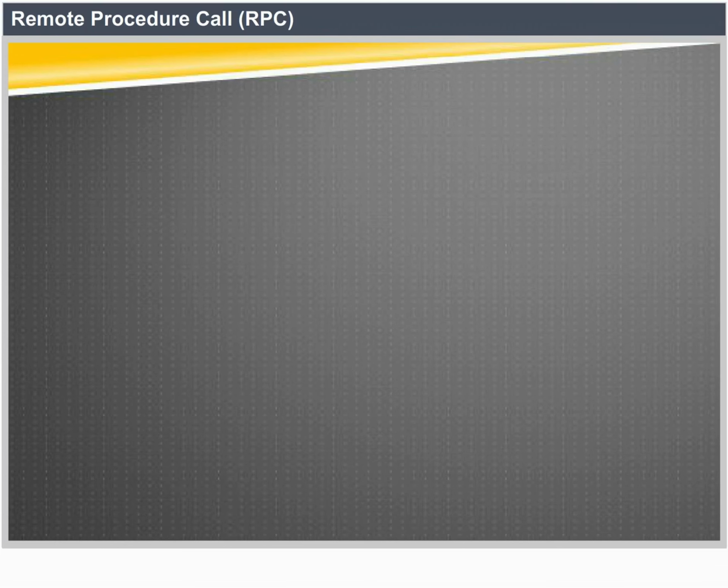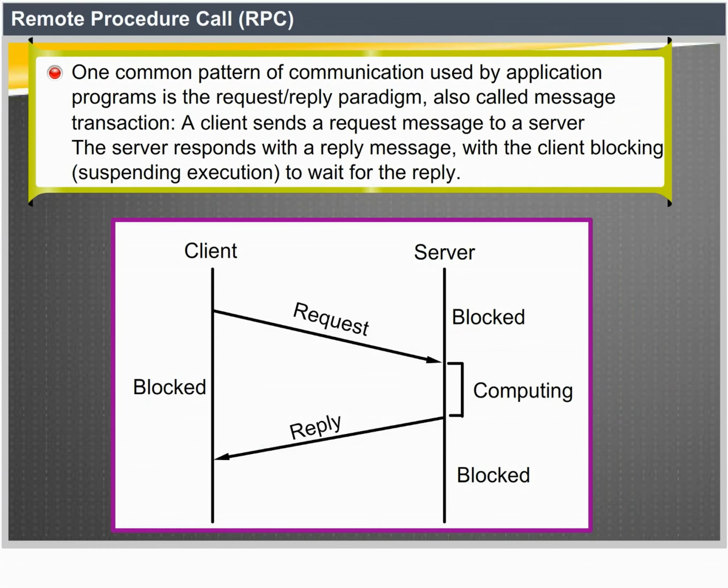Remote procedure call. One common pattern of communication used by application programs is the request-reply paradigm, also called message transaction. A client sends a request message to a server and the server responds with a reply message, with the client blocking, suspending execution to wait for the reply.